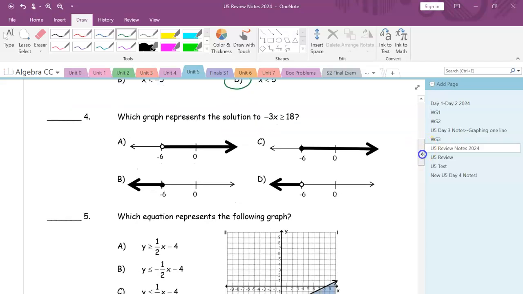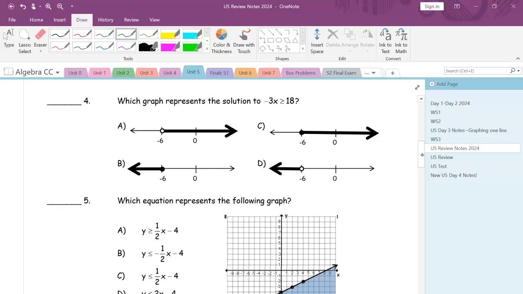Number 4, we're going to need to solve this first before we can figure out the graph. We're going to divide by -3 on both sides. Remember what we just said, we have to flip our symbol over. So we should have a closed dot and we should be going to the left.